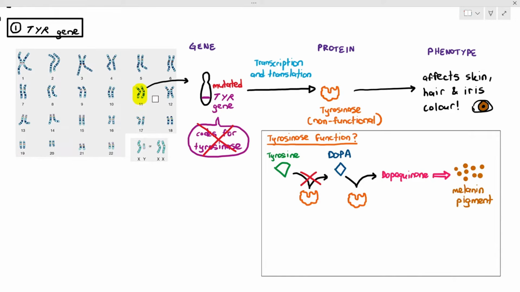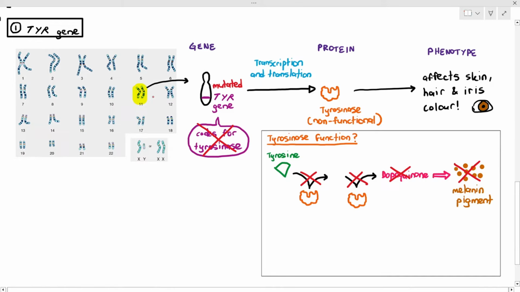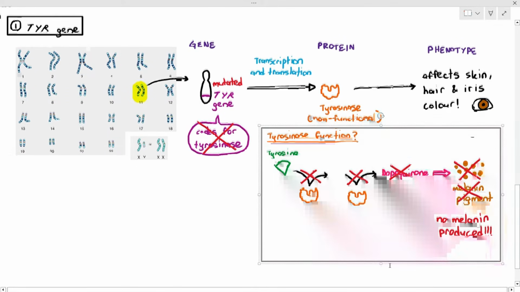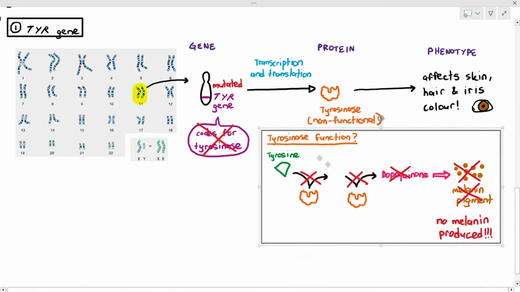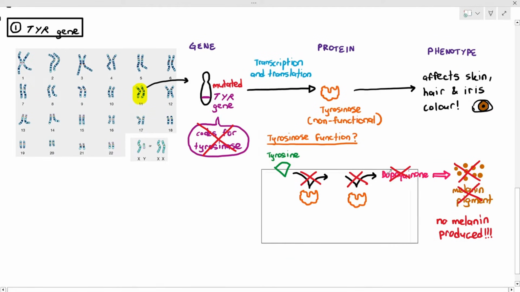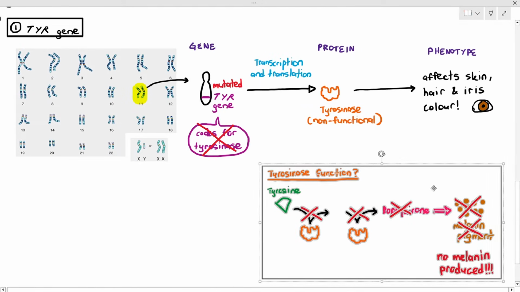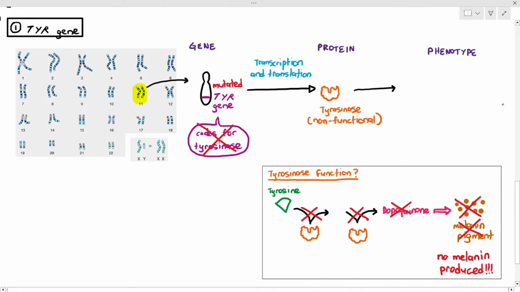So would it be able to produce DOPA? No, it will not be able to produce the DOPA, and because there's no DOPA, it will not be able to convert it into dopaquinone, and because there's no dopaquinone, there will not be any melanin pigment production. So in this case, in the person who has a mutated TYR gene, what might happen is they will not be able to produce a functioning tyrosinase enzyme, and therefore it will impact their melanin production, where they will not produce melanin. And because they will not be able to produce melanin, what will happen then?